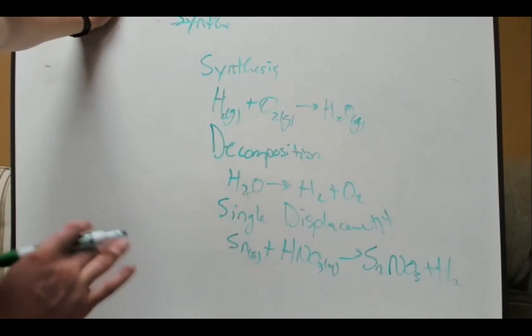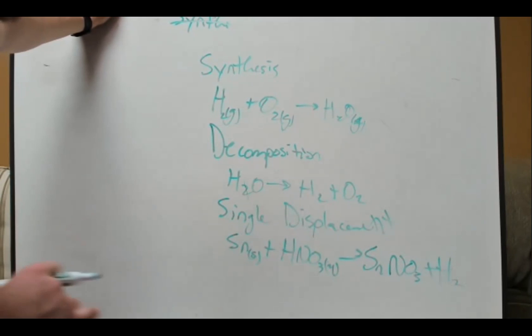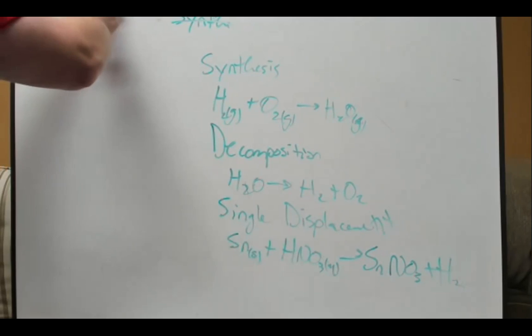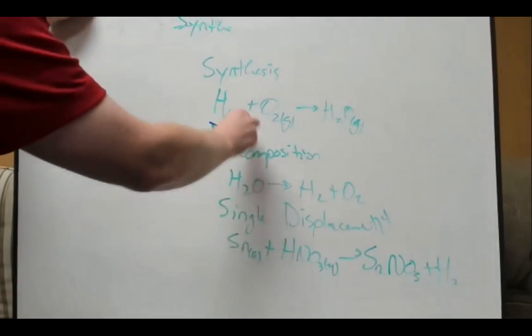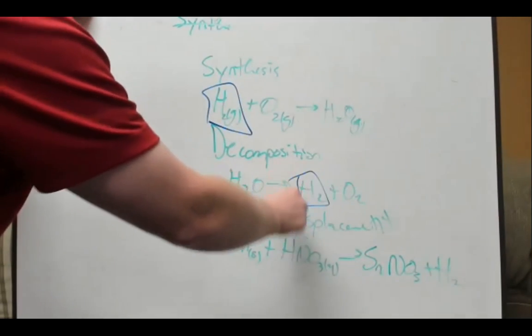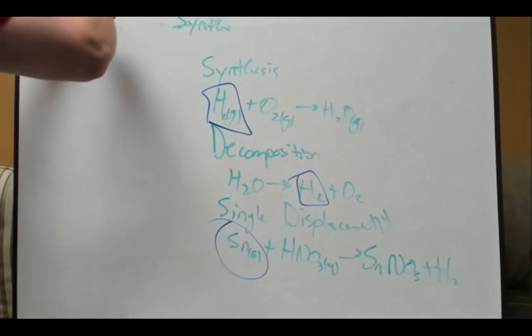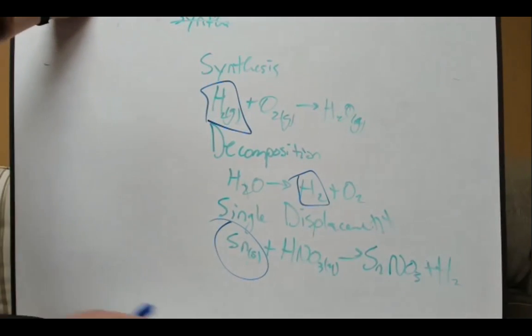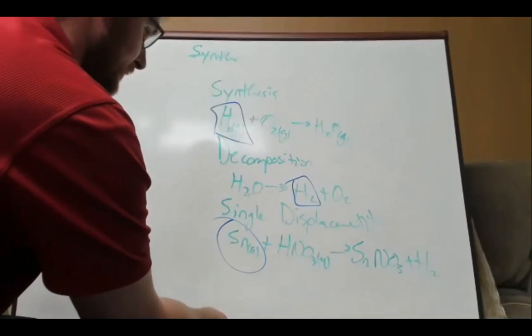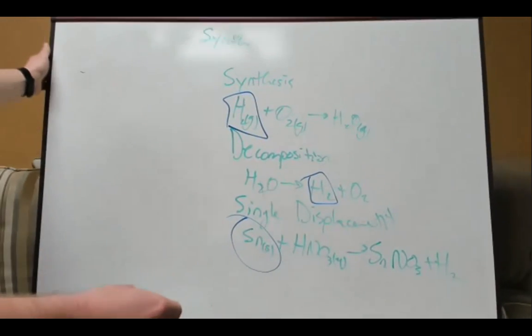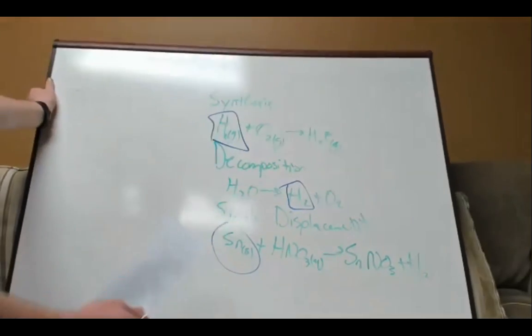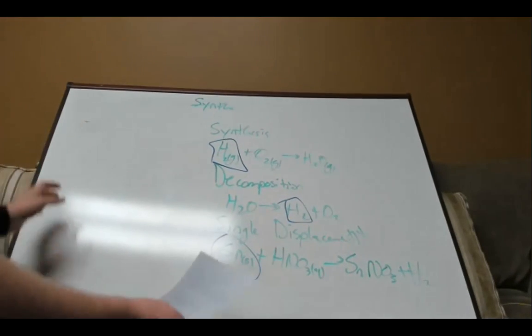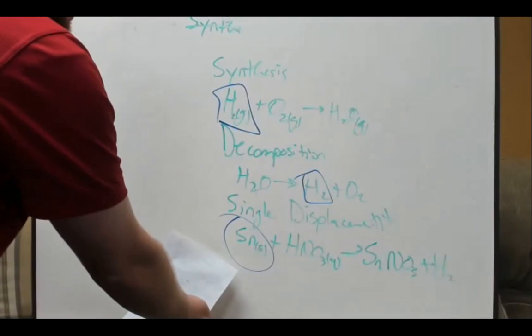So what do all these 3 reactions have in common? It doesn't matter what the kind is. Here again is the pattern, and we need to see the pattern. The pattern is you see something in its elemental state. If you see something in its elemental state, then we should be aware that it is going to be a redox reaction.